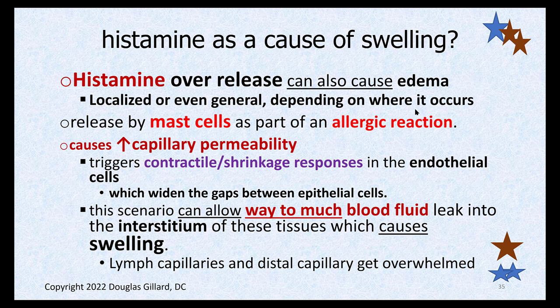Histamine overproduction can be localized, probably more localized, but remember, mast cells release histamine as part of an allergic reaction to cat hair or dog hair or oak trees or whatever your allergen is, but they cause increased capillary permeability. Specifically, they cause endothelial cells to shrink, so the spaces between adjacent endothelial cells get huge, and way too much lymph fluid is poured in the proximal capillary, and it's not very good at reabsorbing it.